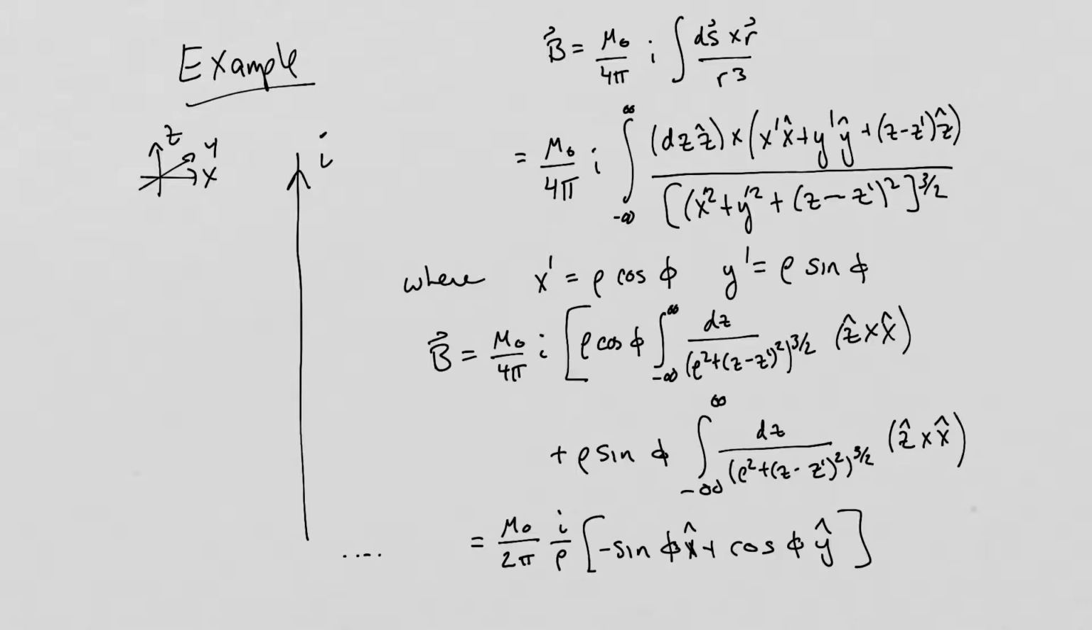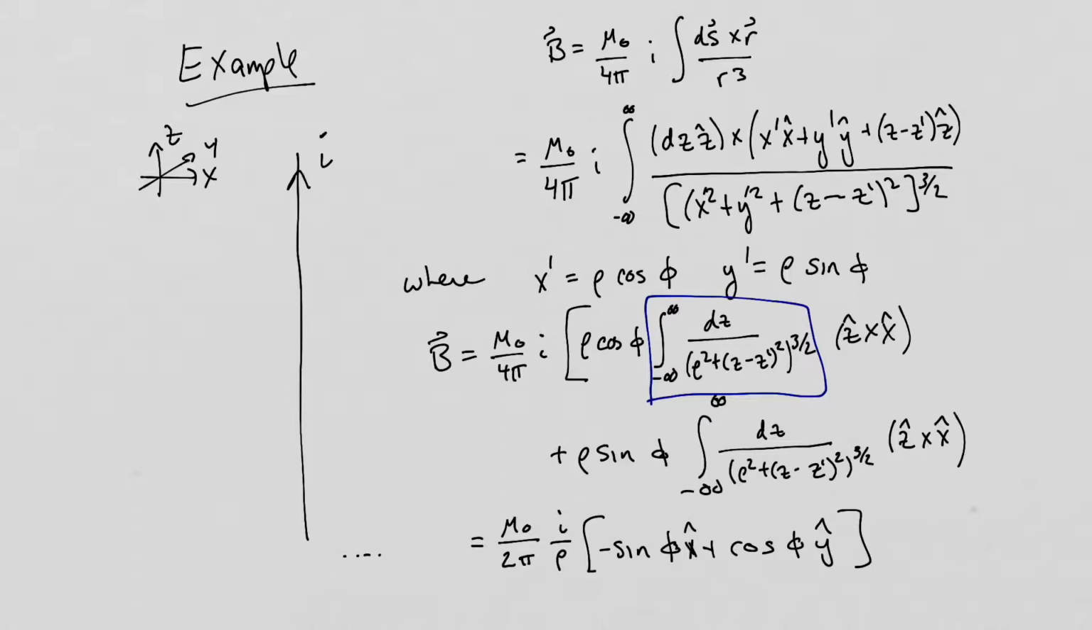So using that definition, x prime squared plus y prime squared is just rho squared. And x and y can be given by the simple expressions rho cosine phi and rho sine phi. I can plug those in, and then they pull out of all of the integrals that I have to do. And so all that's left is one integral, which is the integral from minus infinity to infinity of dz over rho squared plus z minus z prime squared to the 3/2.